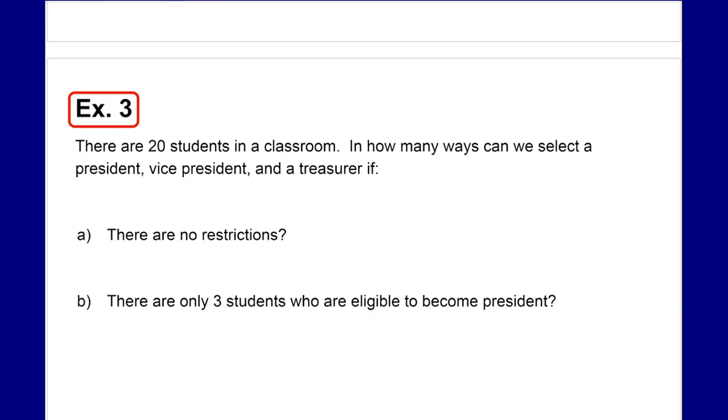Next example. There are 20 students in a classroom. In how many ways can we select a president, vice president, and treasurer if A, there are no restrictions? So this one's going to be a little bit different. If I look at picking the president, the vice president, and the treasurer, I have to think, well, of the 20 students, how many people could be picked to be the president?